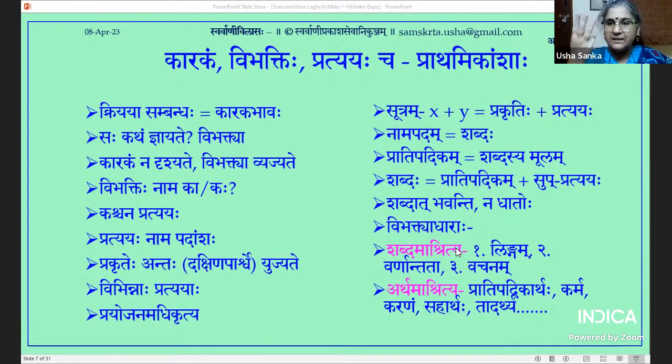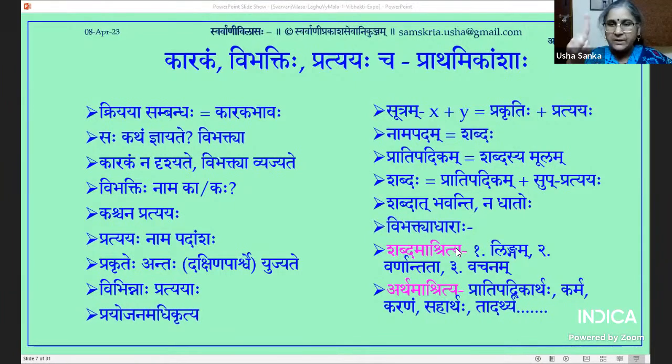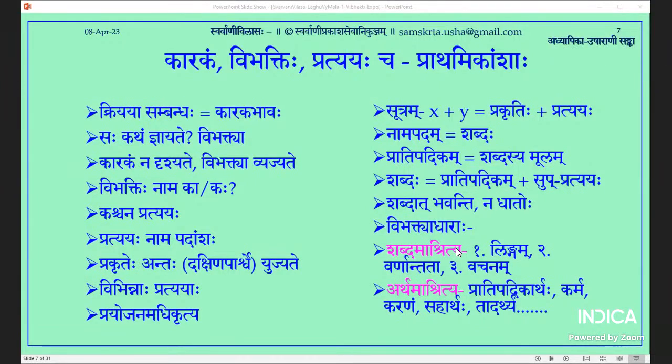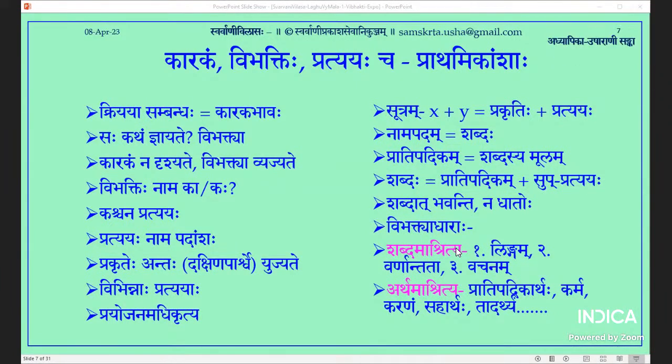It depends upon three things basically, where the Vibhakti changes its form. What will be the form of the Vibhakti Pratyaya? That depends upon three elements. One is Lingam, the gender of the word. Varnantata, the last letter, the last syllable of the word. Vachanam, what number you want to express. So this depends upon the word.